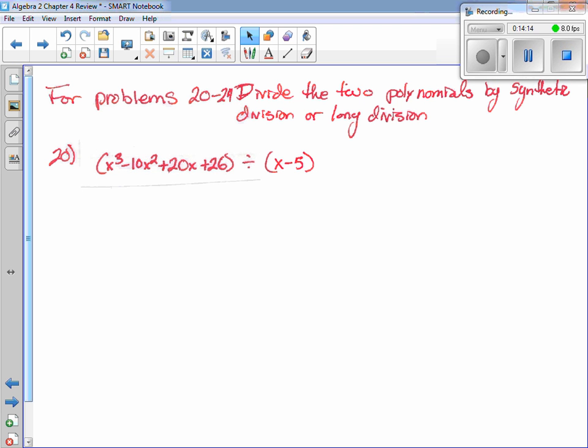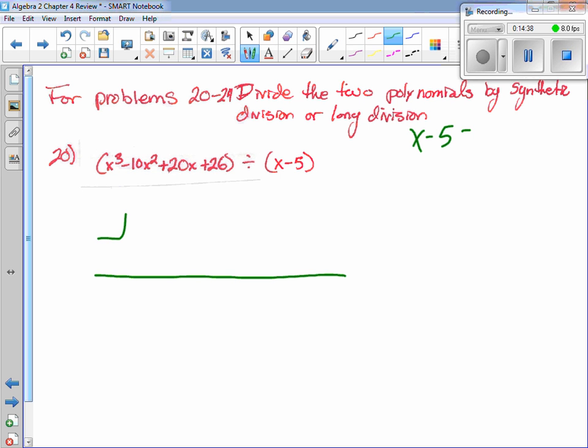Anyone in particular on 20 through 24, on any one of these here that you all want to look at? Let's do 20. Now, because the degree of what we're dividing by, the x minus 5, is 1, I'm going to do synthetic division. So I need to set x minus 5 equal to 0 and solve. So we would add 5. So we get x is equal to 5, and the number that goes in the cubbyhole would be positive 5.